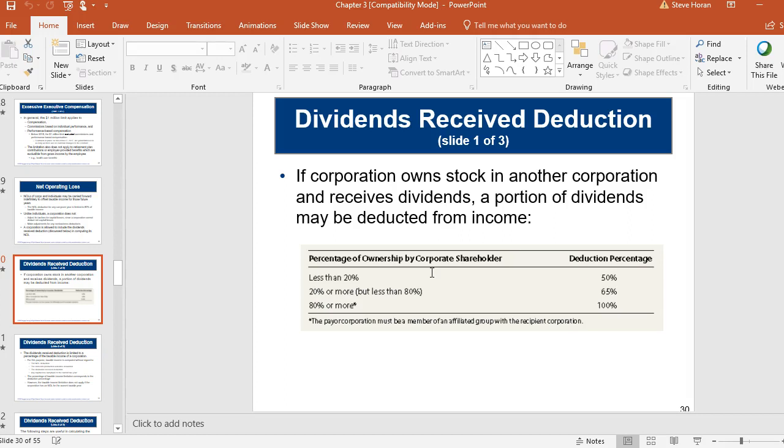So the deduction I get is based on what percent of stock I own of that company. If I own less than 20% of outstanding shares, it's 50%. 20 to 80 is 65%. 80% or more is 100%.